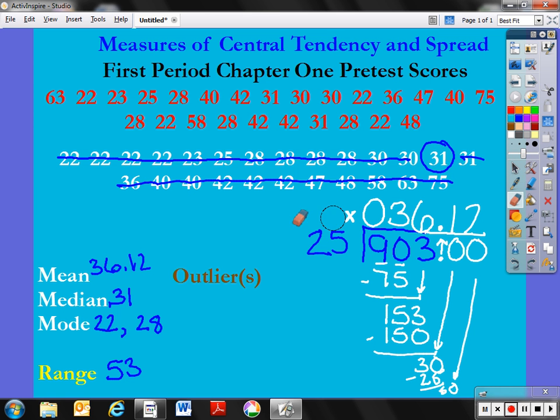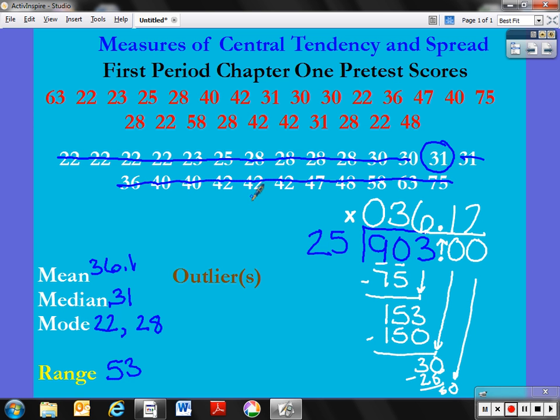So I've calculated my measure of spread, which was my range, which gave me 53. I've calculated my median, which, I just have to put them in order from least to greatest. Found out my median was 31. Found out my mode was either 22, or both 22 and 28. I found my mean was 36 and 1/10.